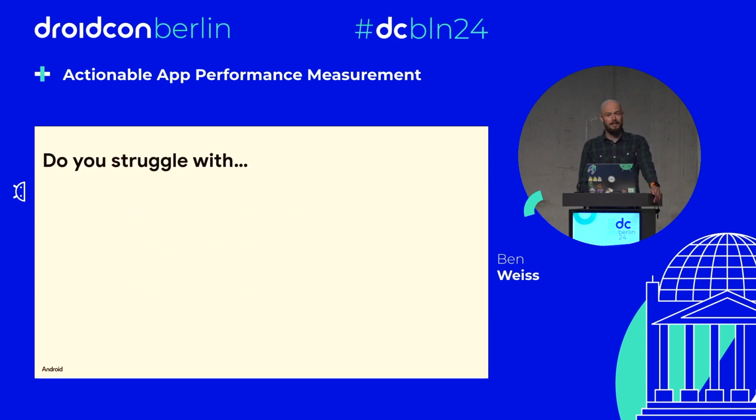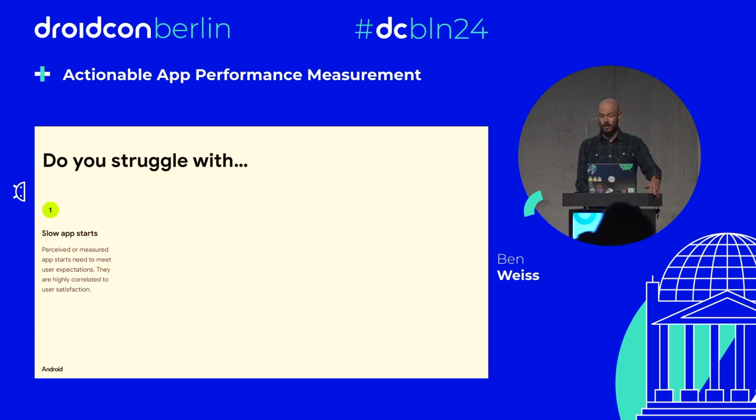So I'm sure that many of you struggle with some things. Do you struggle with slow app starts? That means your app is either perceived or measured as slow, so that users think that it's not as fast as it should be. Fast app starts are highly correlated with user satisfaction, and user satisfaction is a key factor for having an app that users use and like and recommend to others. So slow app starts are a problem, and it's a struggle if you have that.